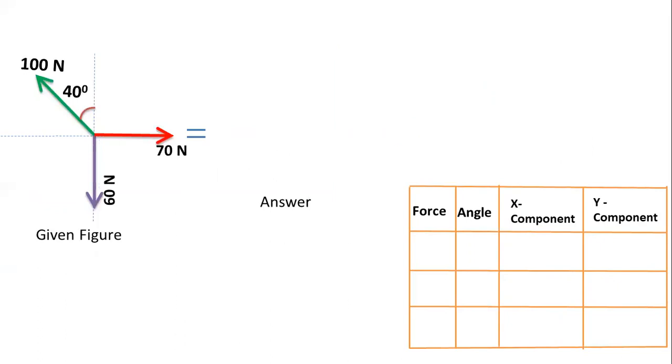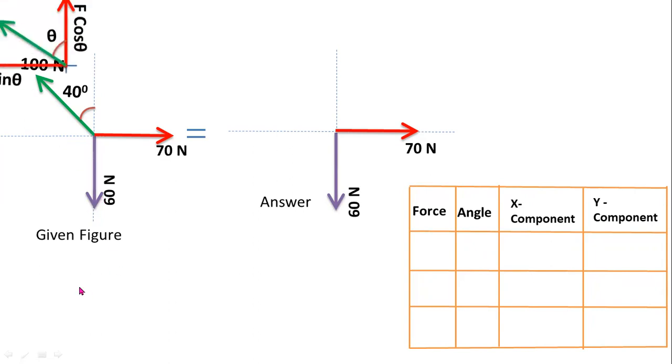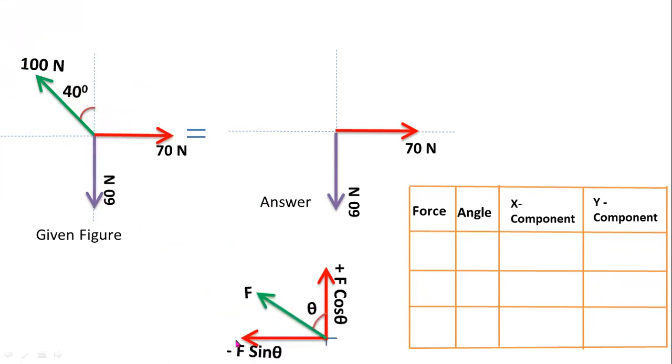Okay. Coming to another example. This is a horizontal force. This is a vertical force. No need to convert these two forces. Now you have to convert this inclined force 100 newtons into two forces, that is one x component and one y component. This force lies in second quadrant. So you have to consider second quadrant equation.